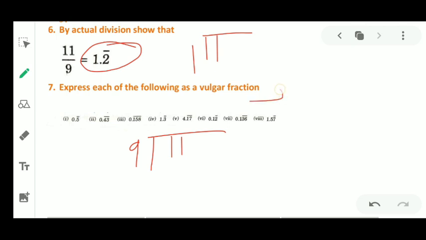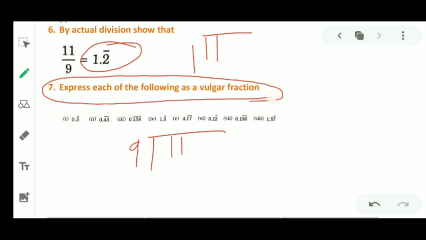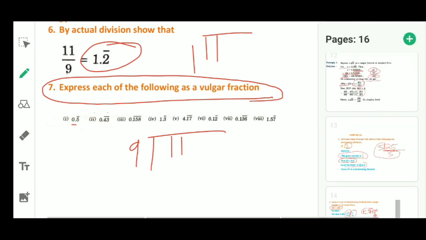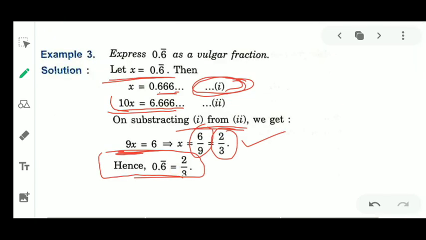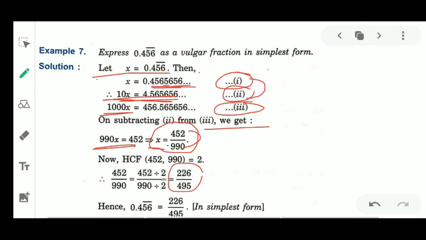Now question number 7. Express each of the following as a vulgar fraction. I have already discussed how to express the following as a vulgar fraction, like example 3 and example 7. Like that you have to solve question number 7.